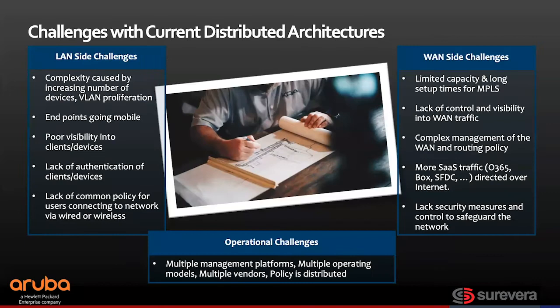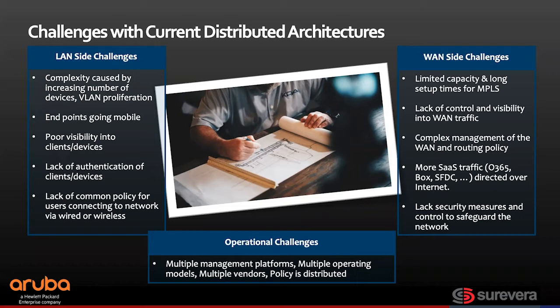So challenges with current distributed architectures, like we were talking about: complexity caused by an increasing number of devices, so the number of VLANs that you have to put out there, the number of endpoints that are going mobile. No longer do you have just desktops sitting at these branch offices or these retail locations. 90% of the devices are probably more likely to be a handheld device. And with the way architectures are built today, it's very hard to have visibility into those branches.